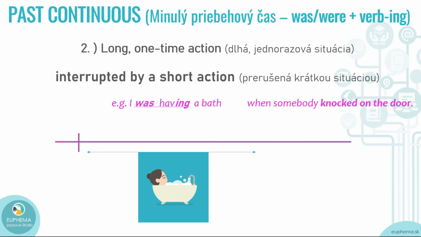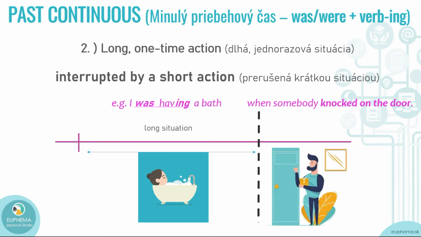I was having a bath, past continuous, when suddenly somebody knocked on the door. Short situation. Okay, imagine somebody knocked on the door. It's just a question of a couple of seconds, so it's a short action, and this short action interrupted my long taking a bath. Okay, so I was having a bath when somebody knocked on the door. I was having a bath, past continuous, because it's a long one-time action. Yesterday, last night. And somebody knocked on the door. Short action, only past simple.